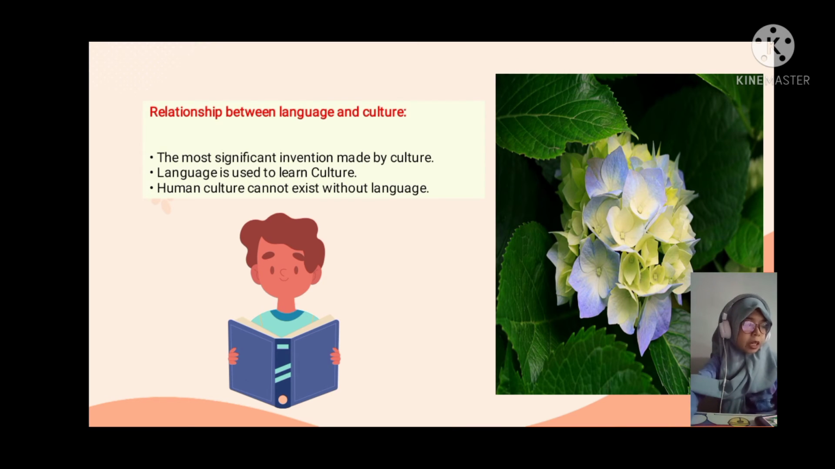Here we have the relationship between language and culture. So what is the relationship between language and culture itself? Here I will mention three of them. The first one is that language is the most significant invention made by culture, an invention made by the inventor.